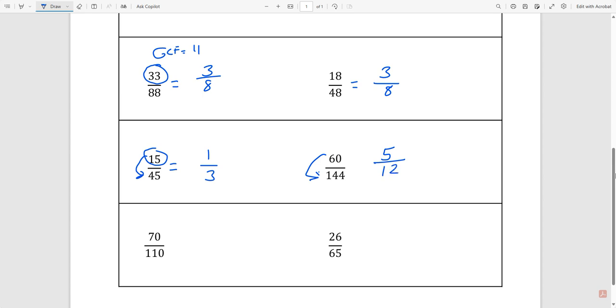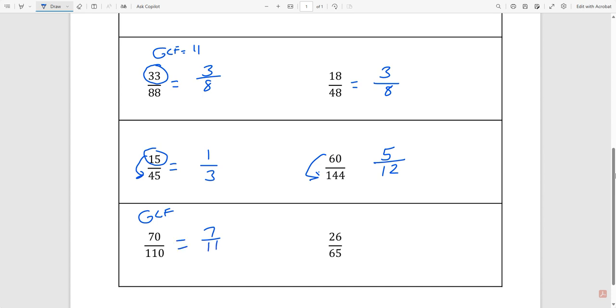All right, next we have 70 over 110. Now, one thing, when you have zeros that end like this, 10 would be a good place to start. Sometimes it won't be the greatest common factor, but in this case, the factors of 70 include 10, 7, and 14. But 14 won't divide into 110. So 10 is the greatest common factor here. And so 10 divides into 70 seven times and divides into 110 eleven times. And so we have 7/11.